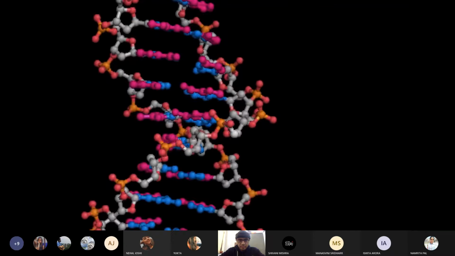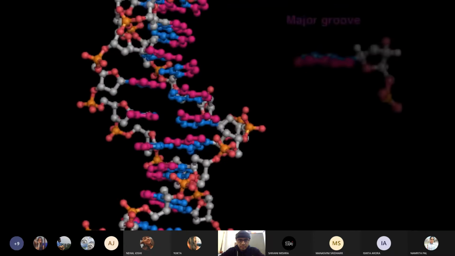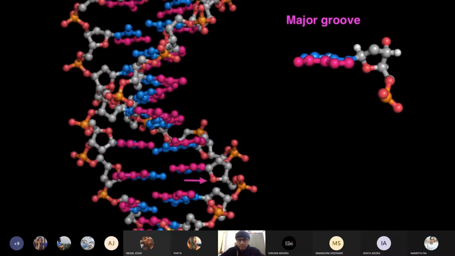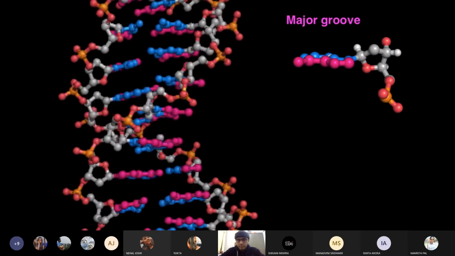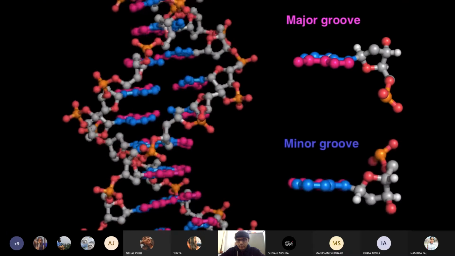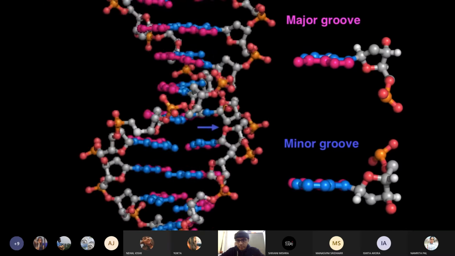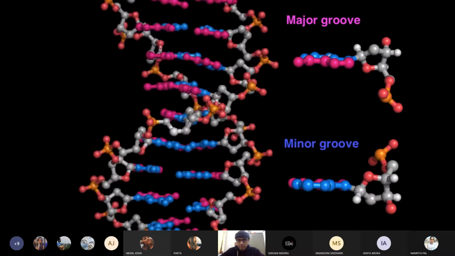Looking at the right backbone, we can now see that in the major groove, the deoxyribose always points its ring oxygen down. This is the opposite orientation compared with the complementary left backbone. And looking again in the right backbone, we can now see that in the minor groove, the deoxyribose always points its ring oxygen up. Again, this is the opposite orientation compared with the complementary left backbone.